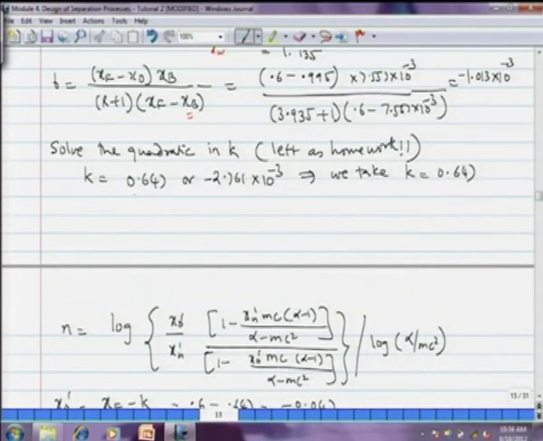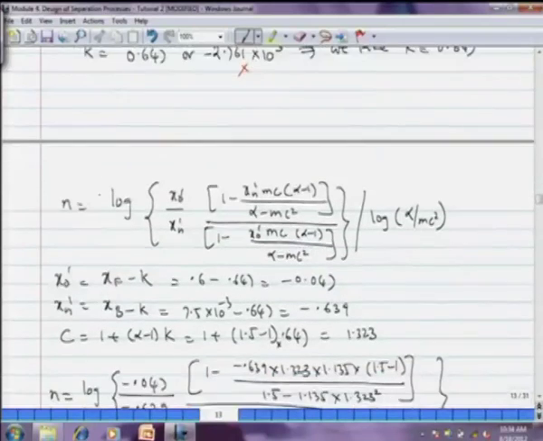We have one value that falls between 0 and 1, 0.647, and the other value is less than 1, minus 2.761 into 10 to the power minus 3. So, this value is discarded as absurd. We take the other value and proceed exactly the same way.